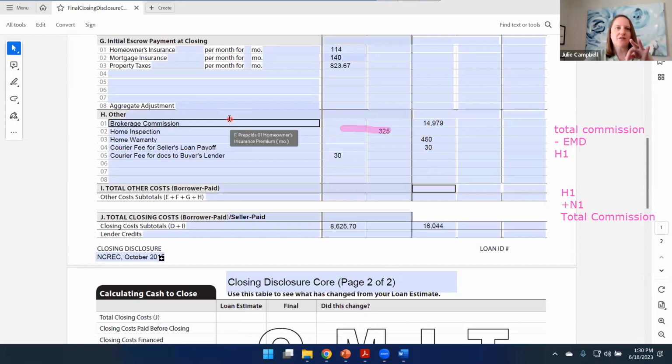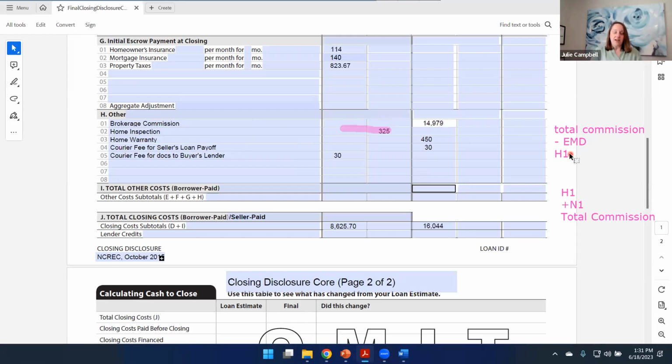I think this is where it gets funny, right? The party is the transaction of the buyer and the seller. So you and I are a third party, which means we're going to get paid on page 1. So the amount of the check that we get is the total commission minus that earnest money deposit. That's the amount that we put on H1 because that's the amount that we're going to collect.